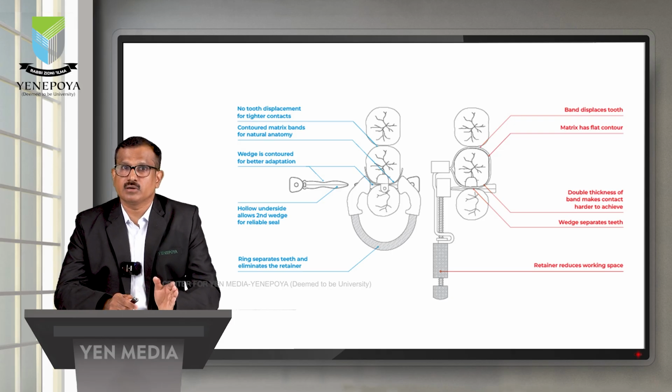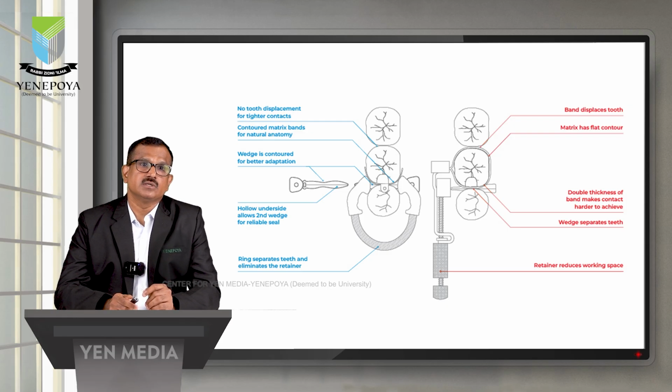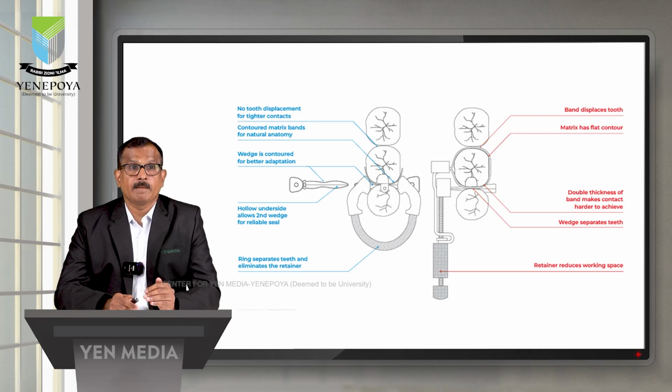At the same time, it also adapts well towards the gingival area, and the cervical area, everything is preserved as it is. That's the beauty of it. So the hollow underside allows a second wedge for a reliable seal. Sometimes when we have to use the double wedging technique, we can use another, because the hollowness allows you to keep another one. These are all very innovative techniques which are widely used nowadays.